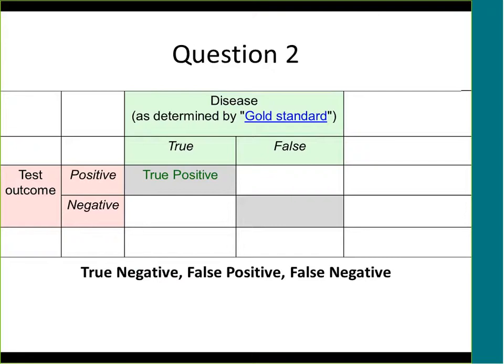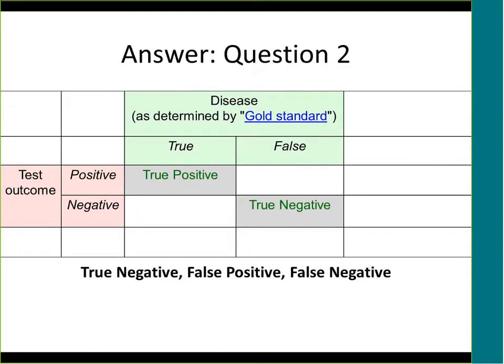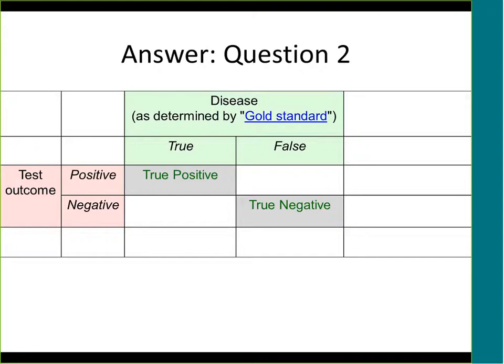If we now look at the bin in the lower right hand, again shaded in grey, these are patients who do not have the disease, and when you test them, they test negative. So are these true negatives, false positives, or false negatives? And these are the true negatives. These are the patients who do not have disease, and when you test them, they test negative.